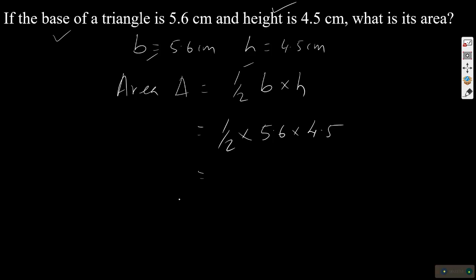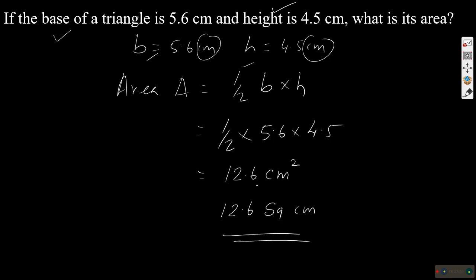And you should know that it is given centimeter here, centimeter here. After multiplication, you will be getting the answer 12.6. And centimeter into centimeter, you can write centimeter square, or you can write 12.6 square centimeter. These are the two ways of presenting the answer. Both ways it is right, either square centimeter or centimeter square.